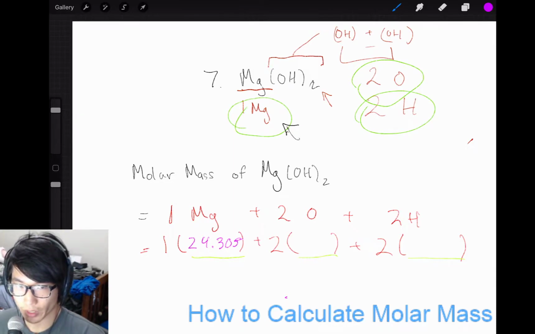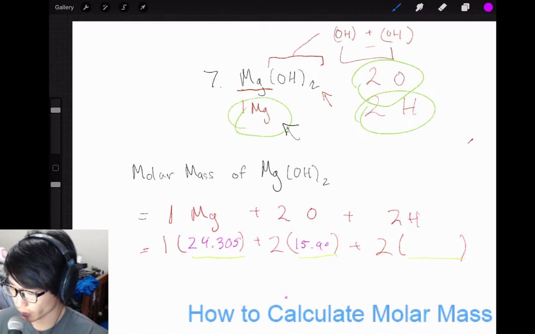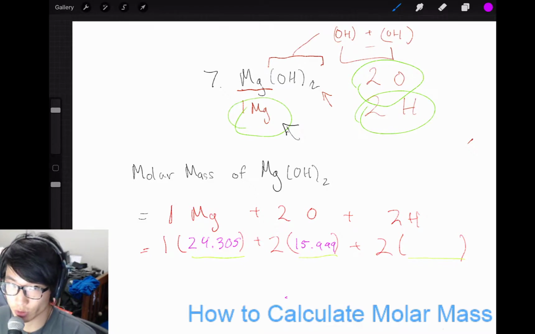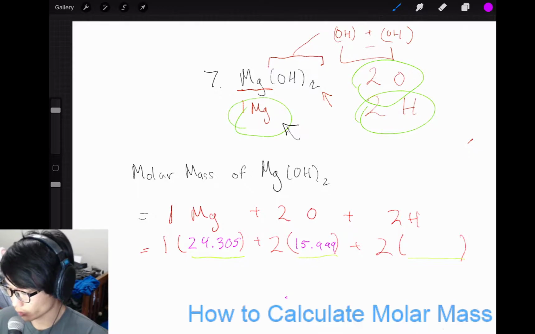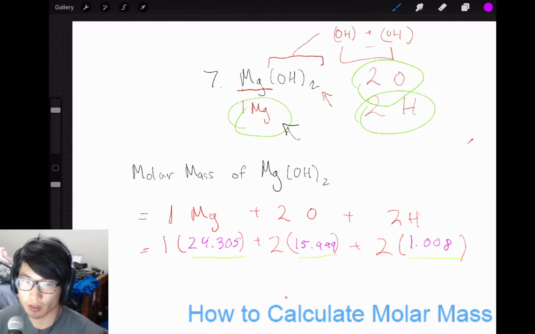Then I'm going to look for my oxygen, or my O. I find that on my periodic table, and I see that it's 15.999. Then I'm going to look for my hydrogen, and I see my hydrogen has a mass of 1.008. So now I'm just going to stuff that all into a calculator, which I'll show you how I would do.